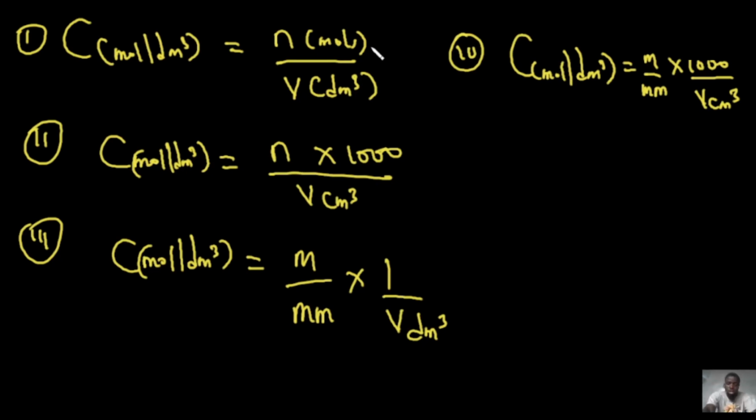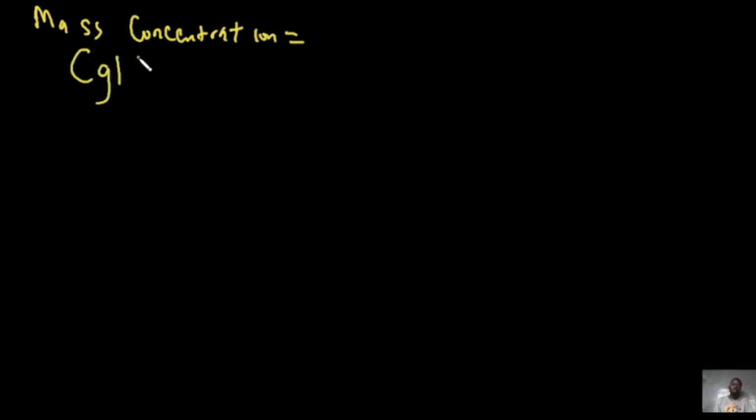The second form of concentration that is important for you to note is mass concentration. Now, it is related to molar concentration, but it is simply expressed as the concentration of a substance in gram per dm cube. So when you are asked for mass concentration, it simply means find the concentration in gram per dm cube. And what is it mathematically expressed as? Mass of solute all over volume of solvent in dm cube.